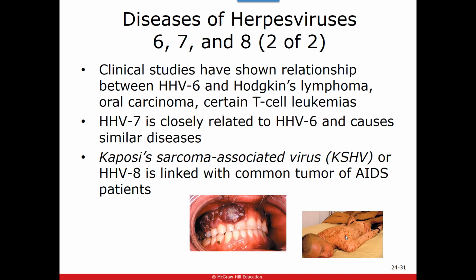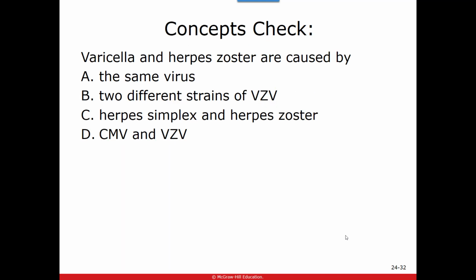Now, varicella and the herpes zoster virus, they are the same virus. Varicella is just the first time you get it, the chicken pox, and the herpes zoster is what we call the shingles.